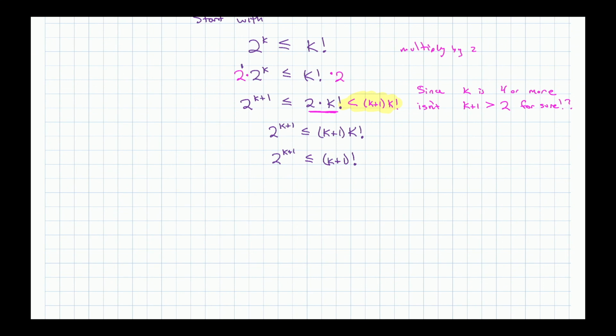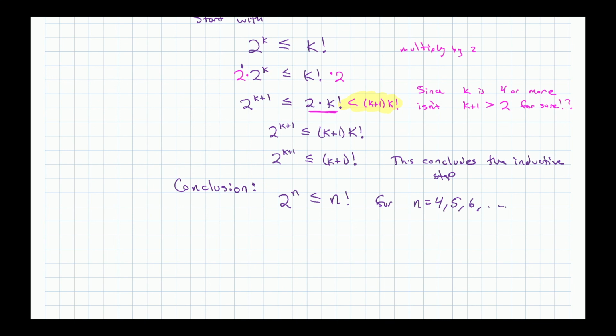So we're done with the induction step, and you can move on. You could even say this concludes the inductive step. It's a good idea to say that. Tell people you think you finished it. And then you write your conclusion. Your conclusion is whatever you were trying to prove. So you just say 2 to the n less than or equal to n factorial, for n equals 4, 5, 6, and so on. The end.